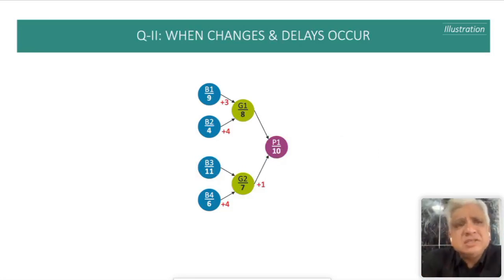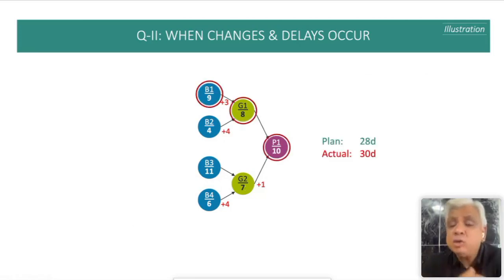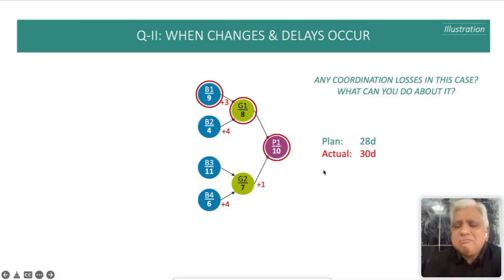Now let's take it to the second, and this is kind of a myth, which is, let's say that you have delays and changes. By that, what I mean is the first activity, B1, took 3 days extra, B2 took 4 days extra, and so on. Right? So these are the numbers here in terms of how much delay occurred at each step. Do you have any coordination losses in this case? Right. So first of all, the critical path is changed. We understand that. But really, you don't have any coordination loss. You just had a delay, right?